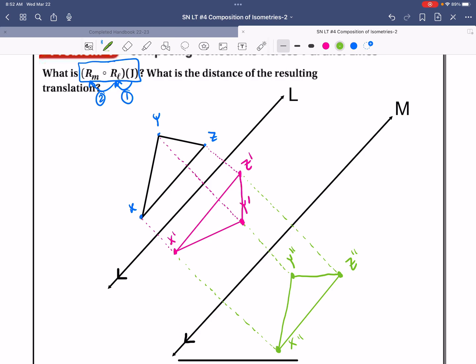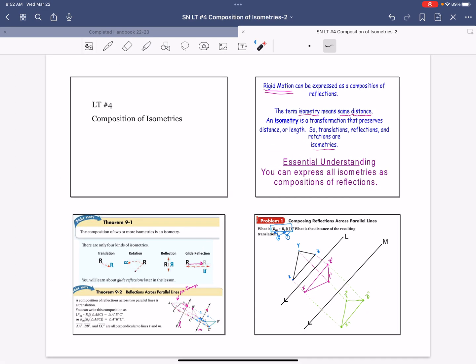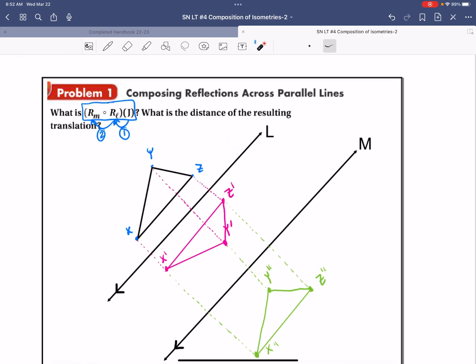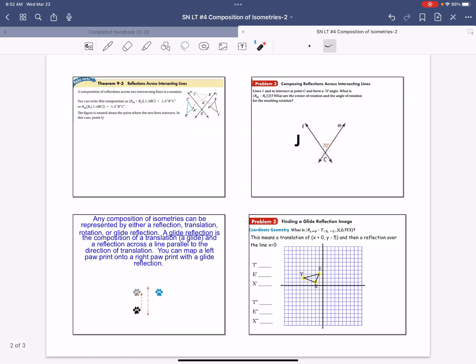Look, it looks like a translation, doesn't it? From this pre-image to this image, it looks like a translation. So this double reflection ended up being a translation. So make sure you have that on your paper. Then let's go on to the next one.